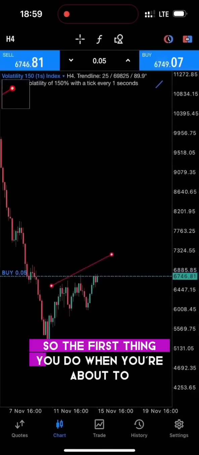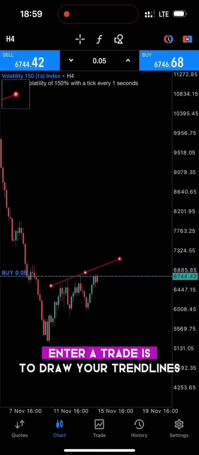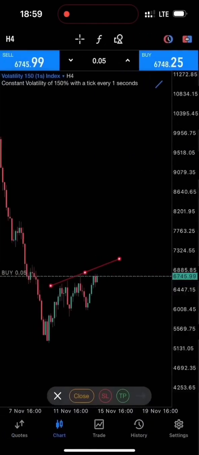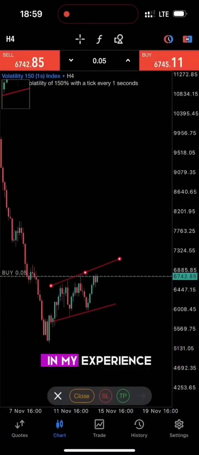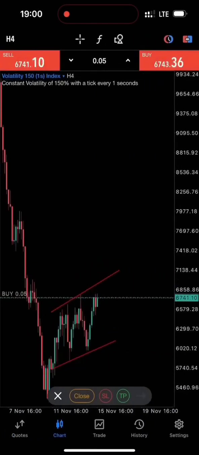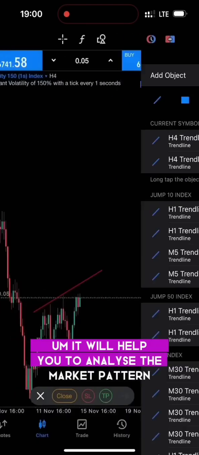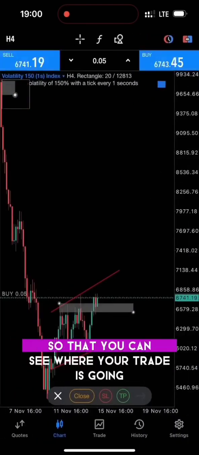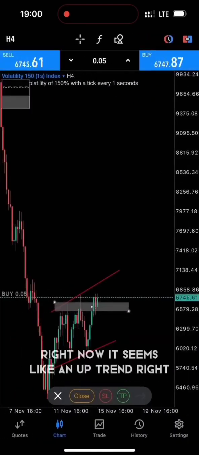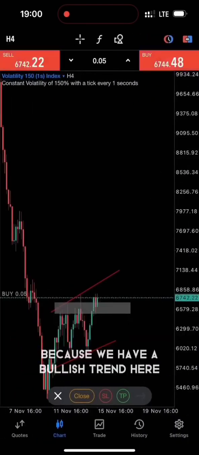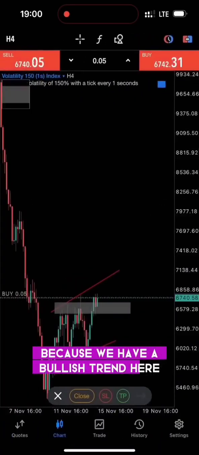So the first thing you do when you're about to enter a trade is to draw your trend lines. You need to first draw your trend lines. In my experience, drawing trend lines will help you to analyze the market pattern so that you can see where your trade is going. Right now it seems like an uptrend, right? Because we have a bullish trend here.